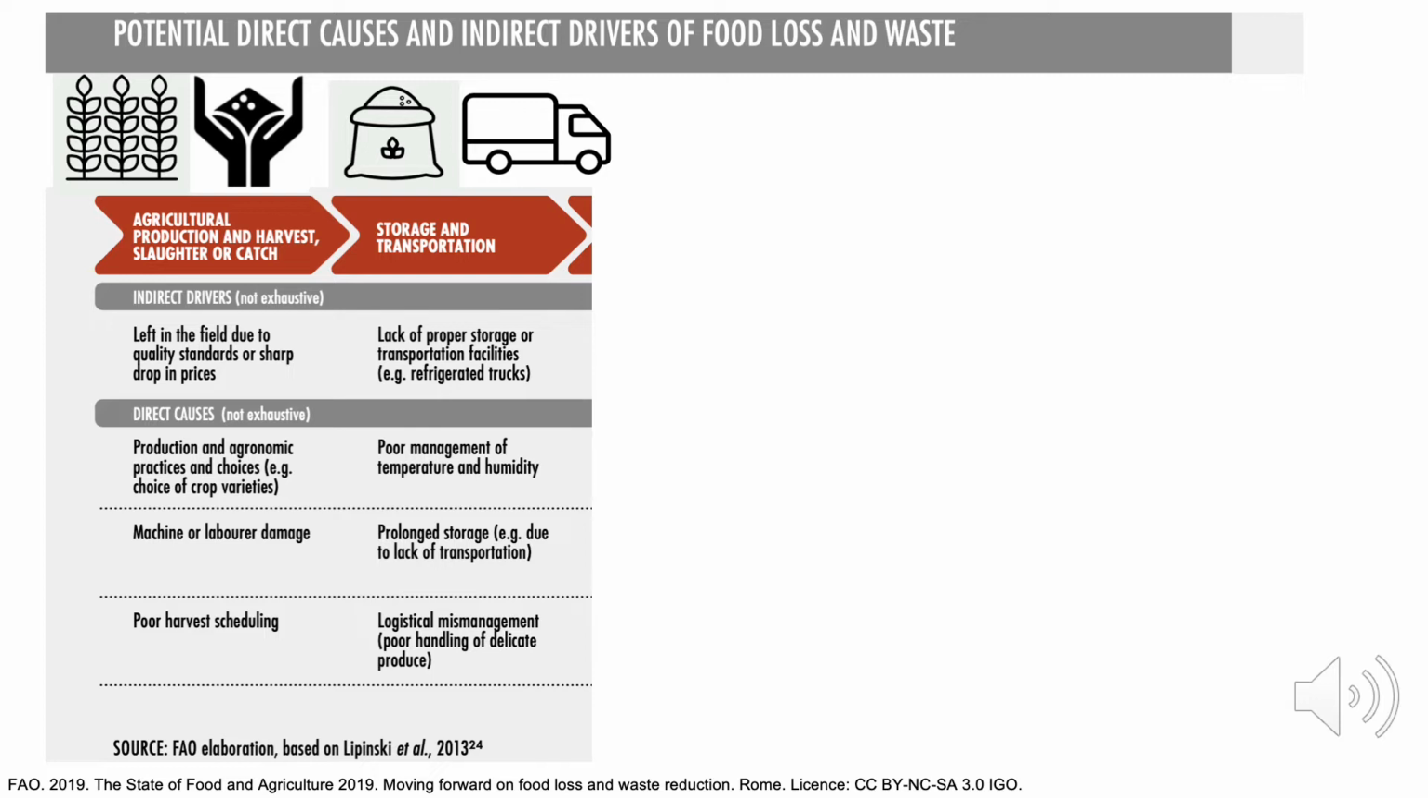Moving on to storage and transportation, some areas of significant direct causes are when temperature can't be managed well, and this can cause your greens to wilt. Indirectly, this could be a part of the greater cold storage system where there is a lack of refrigerated trucks to keep food good from farm to consumer.